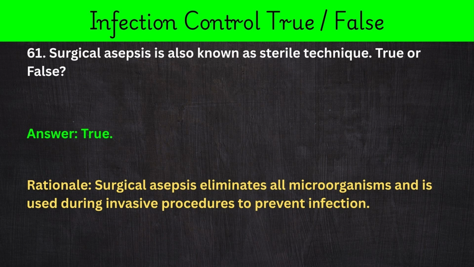61. Surgical asepsis is also known as sterile technique. True or false? Answer: true. Rationale: surgical asepsis eliminates all microorganisms and is used during invasive procedures to prevent infection.